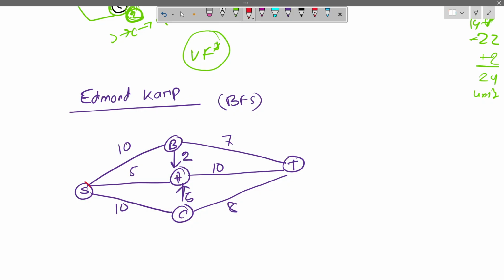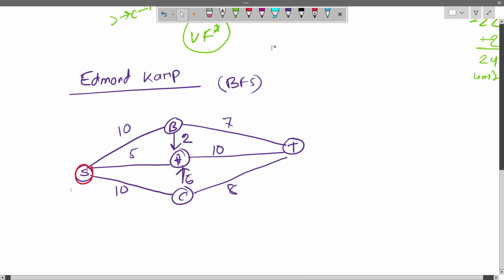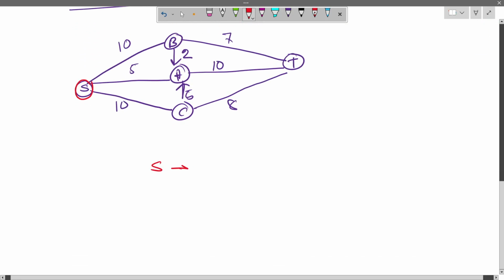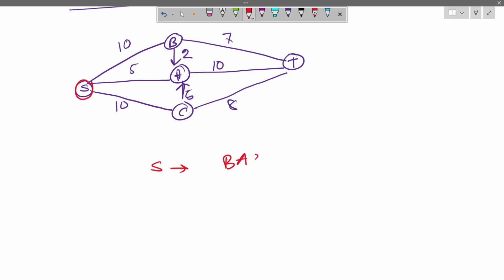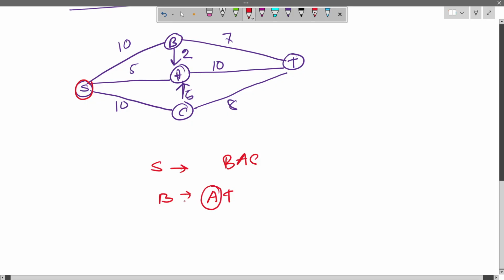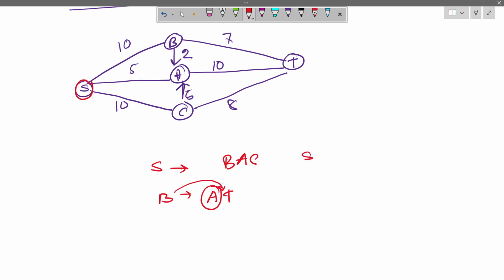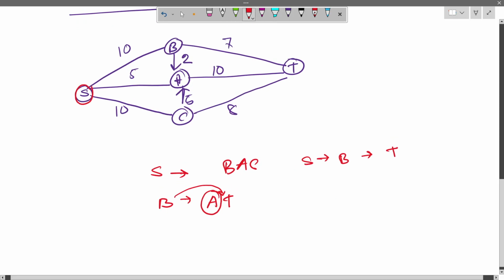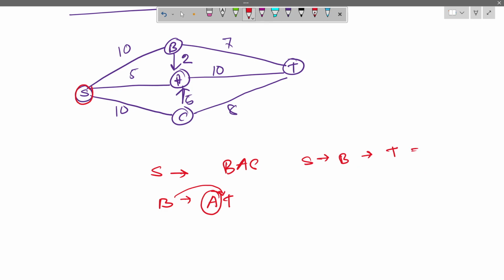So what actually happens here in BFS is, first we start with S, and the adjacent vertices of S are B, A, and C. Now while we move from S to B, the adjacent vertices of B are A and T. Because A is already traversed, we go to T, B to T. So S to B to T, and after traversal none of the vertices remain, so this will be the first one. Again the bottleneck is 7, so 7 units will flow from here.